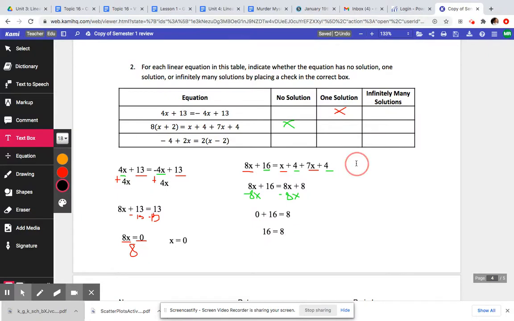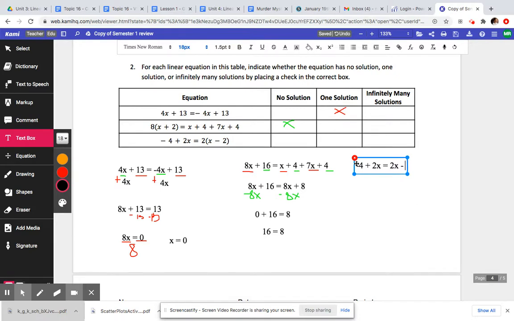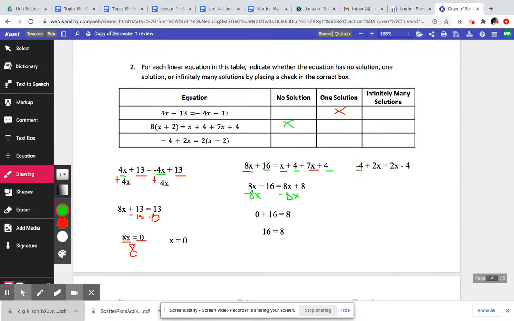Let's do that last one really fast. So we have negative 4 plus 2x equals, let's do the distributive property to skip that step. 2 times x is 2x, and then 2 times negative 2 is going to give you negative 4. Ask yourself, do we have like terms? And of course we do. We have negative 4 and negative 4, and then we have 2x and 2x. Let's combine those.